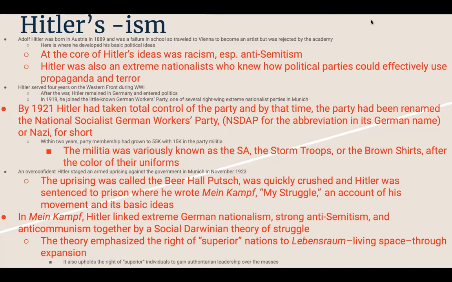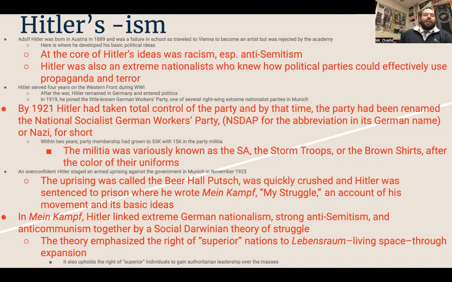Hitler's ism. So Adolf Hitler, as we all know, born in Austria, 1889, was a failure in school, so he traveled to Vienna to become an artist, but was rejected by the Academy. And it is here in the multi-ethnic capital of the Habsburg Empire, Austria-Hungary, where he developed his basic political ideas. At the core of it was racism, especially anti-Semitism. Hitler was also an extreme nationalist who knew how political parties could effectively use propaganda and terror.